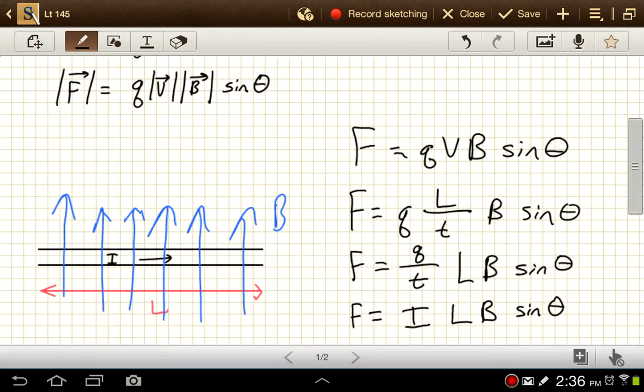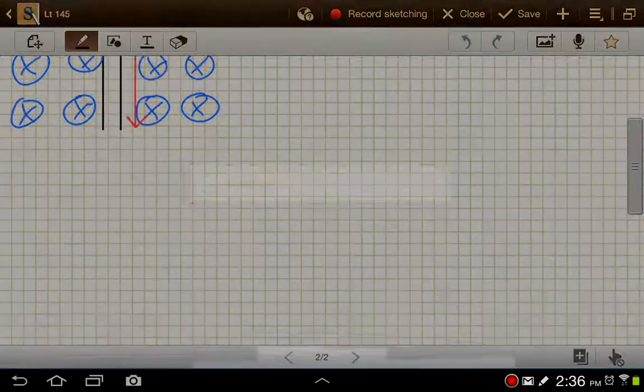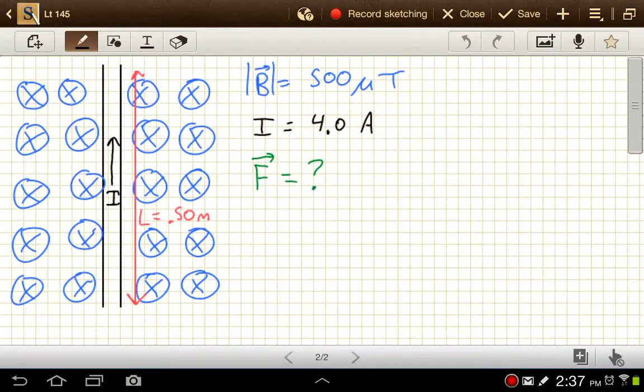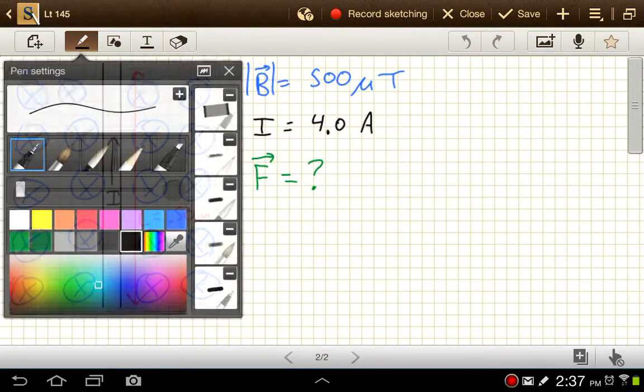And the angle we're talking about there is still the angle between the velocity vector and the magnetic field vector. So in this case, our positive charges are moving to the right. The magnetic field is pointing upward. There'd be 90 degrees between those two. So let's try an example with this. We'll calculate the force that's experienced by this wire caused by this magnetic field when we have current flowing through the wire as shown.